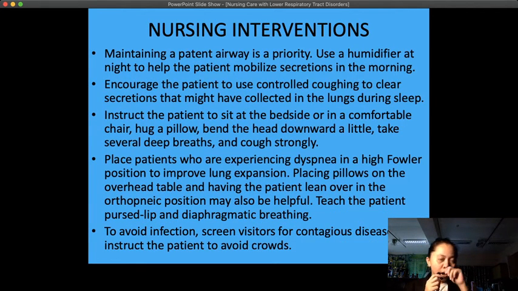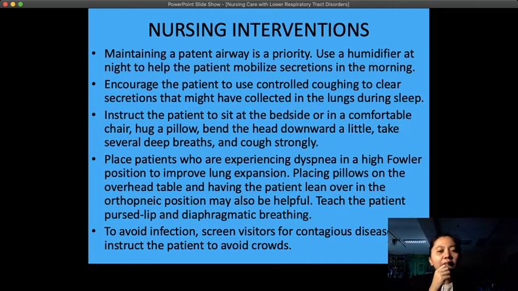So this is our job. Okay? Maintaining a patent airway is a priority. Use a humidifier at night to help the patient mobilize secretions in the morning. Encourage the patient to use controlled coughing to clear secretions that might have collected in the lungs during sleep. Instruct the patient to sit at the bedside or in a comfortable chair, hug a pillow, bend the head downward a little, take several deep breaths, and cough strongly.